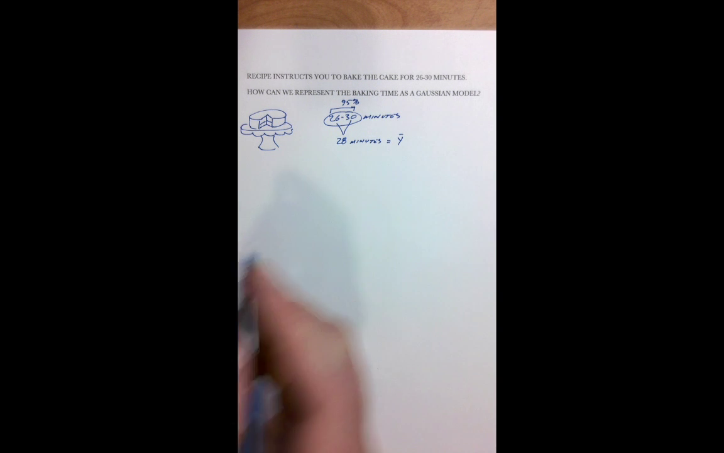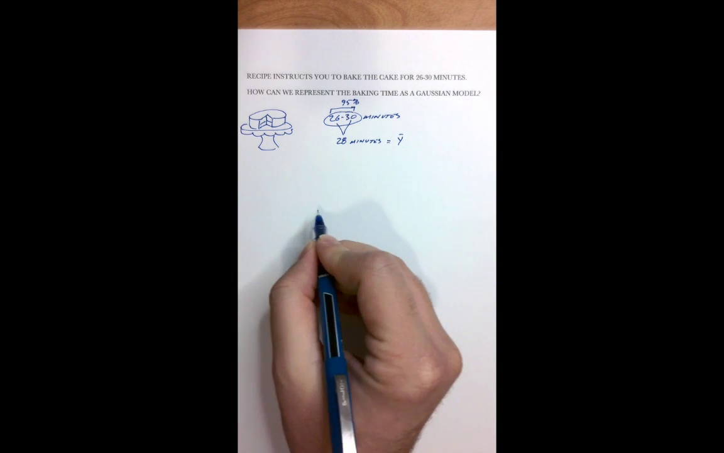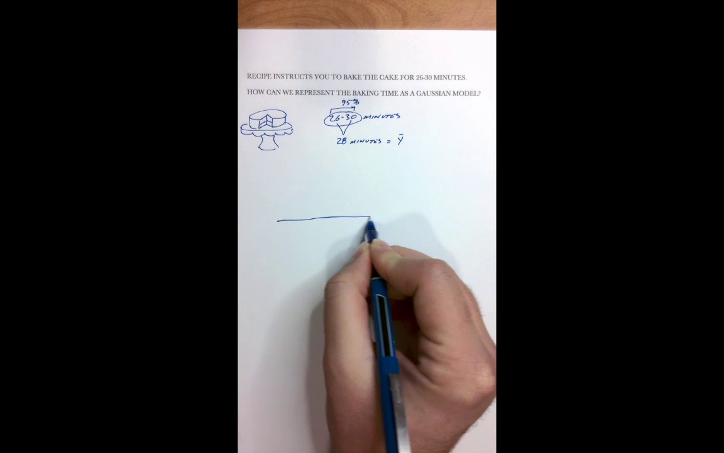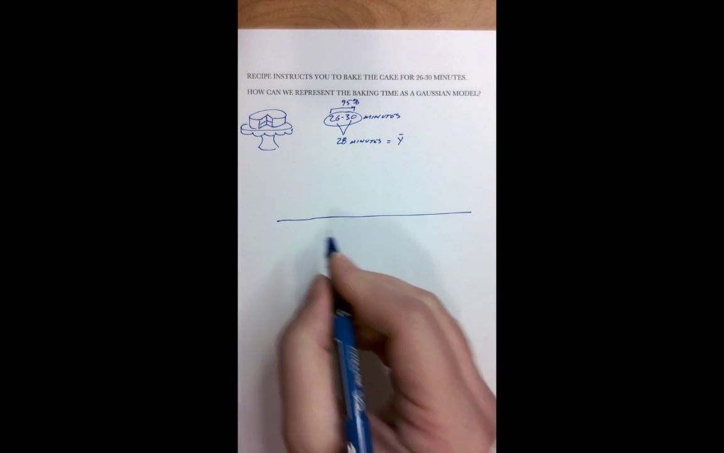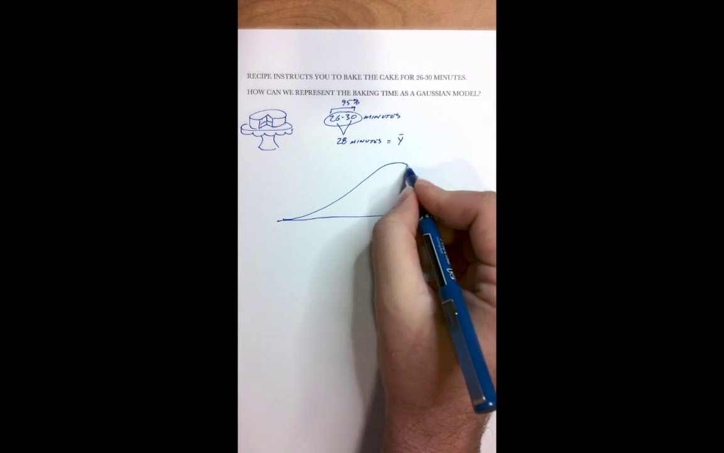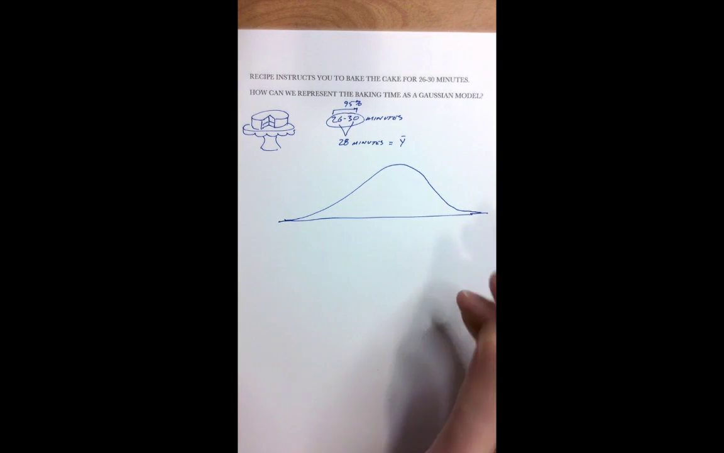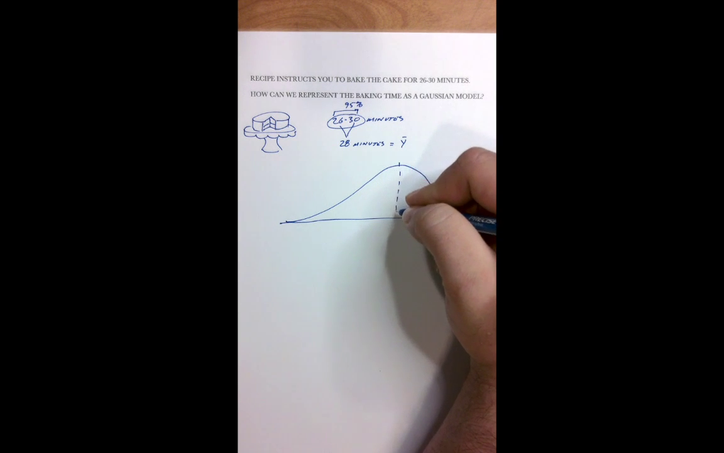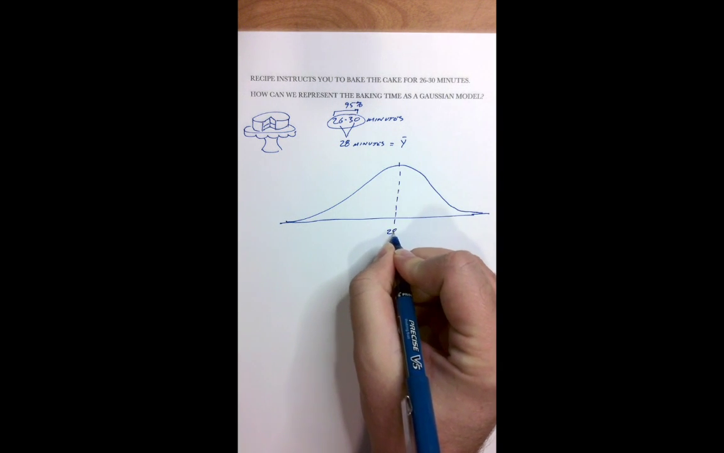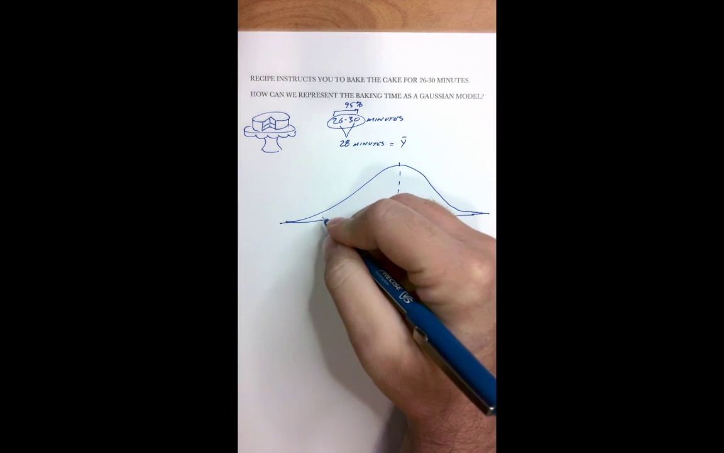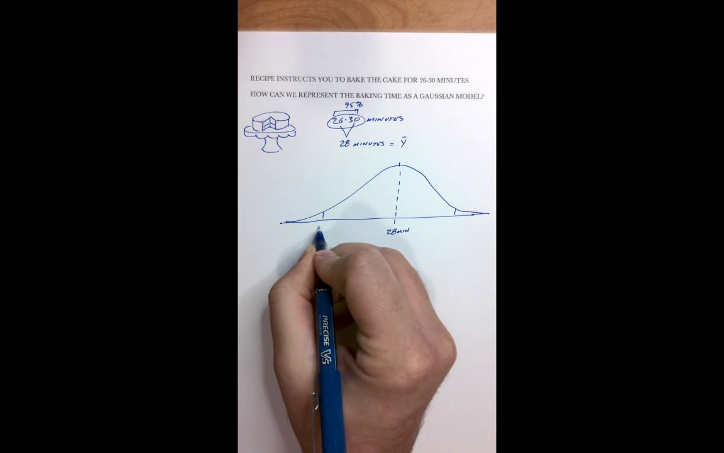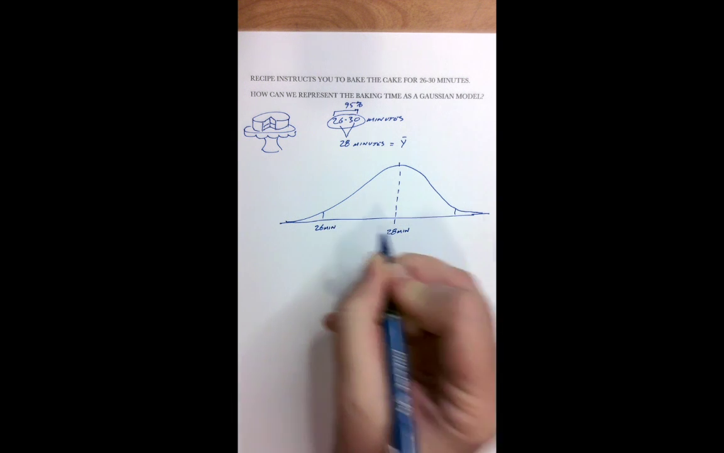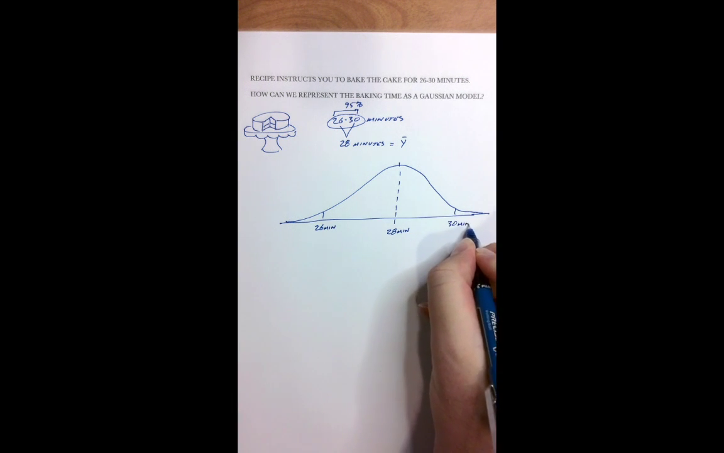But we also want to be able to figure out the standard deviation because that's going to help us understand what the distribution is. For that, we're going to draw out what a normal distribution, a Gaussian distribution, would look like. Remember, those two things are the same thing. Doesn't need to be perfect. And we're going to put our mean here at 28 minutes. And we're going to say that 95% of this distribution falls between 26 minutes and 30 minutes.